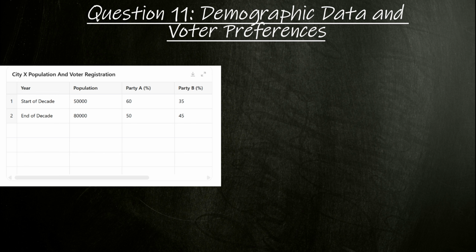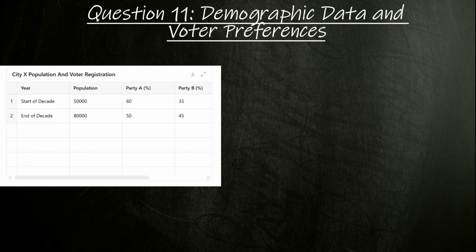Since Start of Decade is listed in the first row under this column, everything in that row represents data from the beginning of the decade. The second row, labeled End of Decade, represents the data from the end of that same decade. This lets us compare how things changed over time. The next column is Population, which shows how many people lived in City X at each point in time. At the start of the decade, the population was 50,000, and by the end of the decade, it had grown to 80,000. This means the city's population increased significantly over those years.